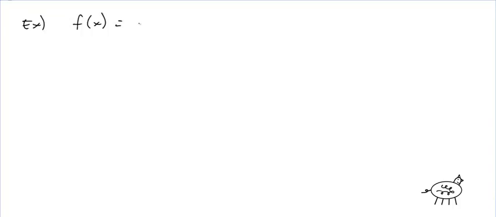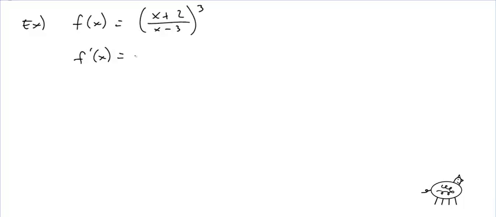f of x is equal to (x plus 2 over x minus 3) cubed. Again, that would be brutal if you try to do it the way we did it back in the day, but now we're going to just use the chain rule. So f prime of x.